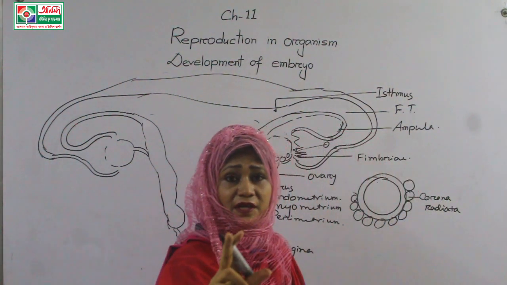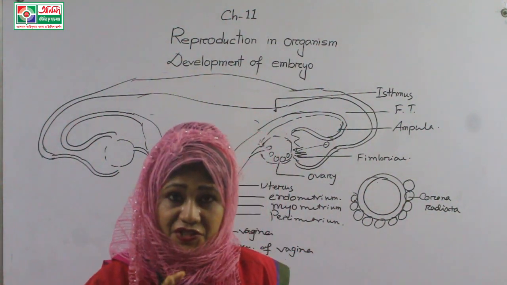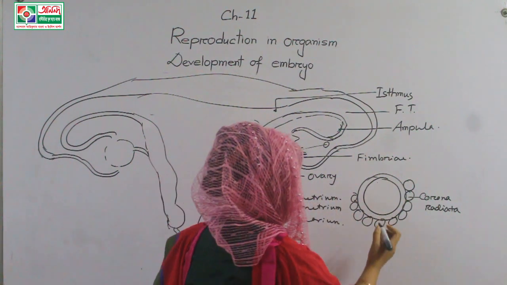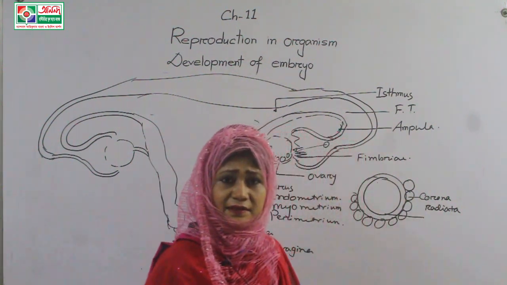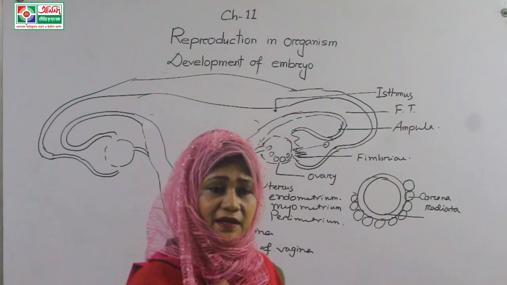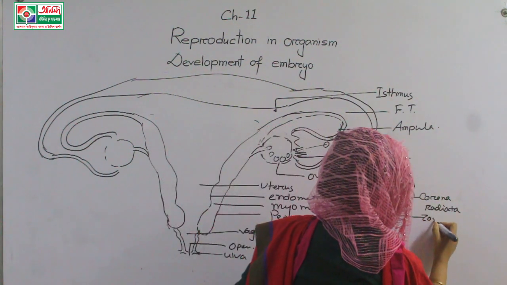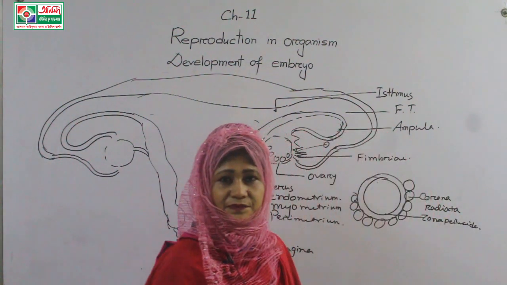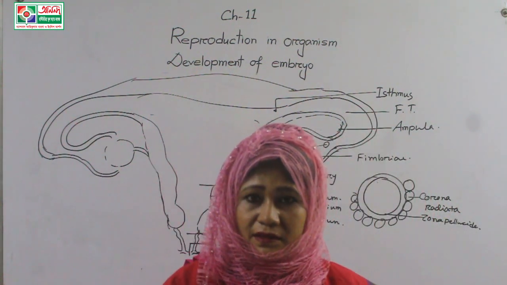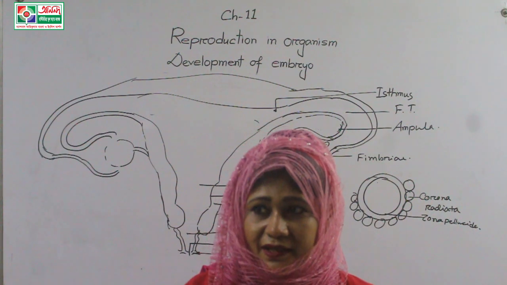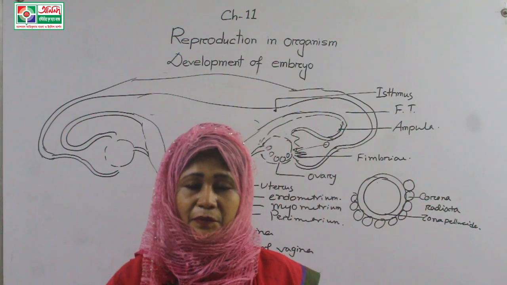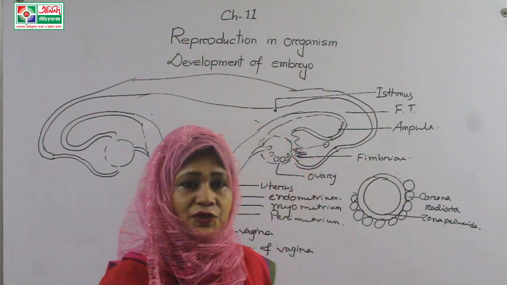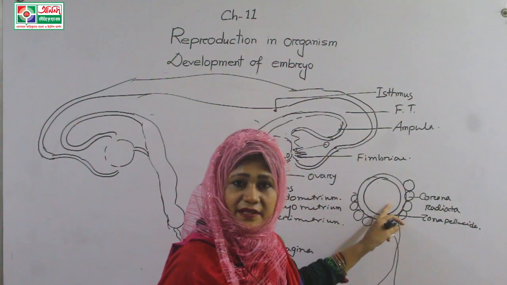What is its function? Its function is to give protection to the secondary oocyte. After that, the second layer is known as the zona pellucida. It is a transparent jelly-like membrane made up of glycoprotein. It provides protection to the developing oocyte.